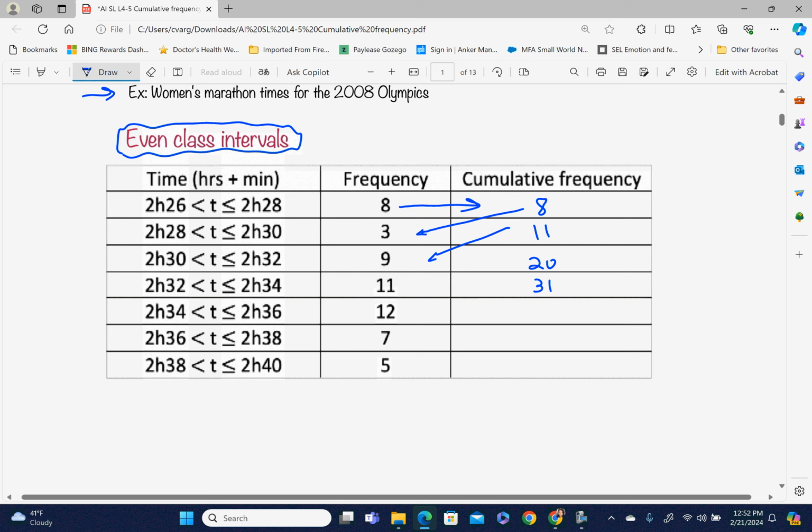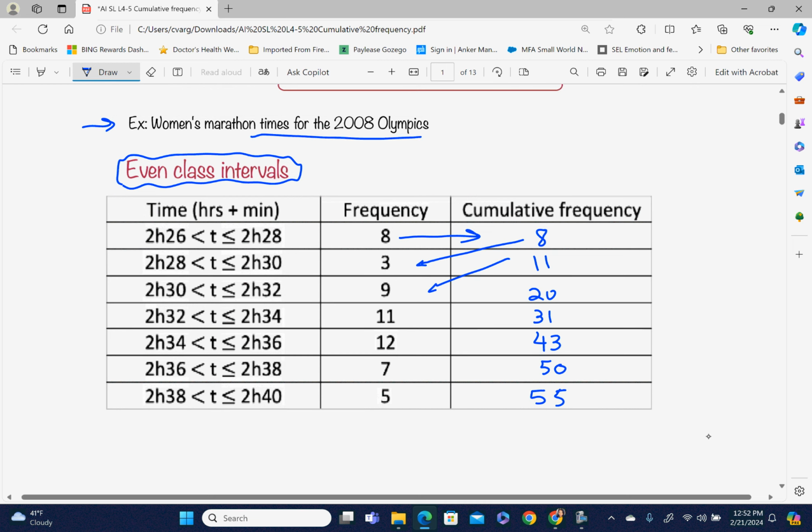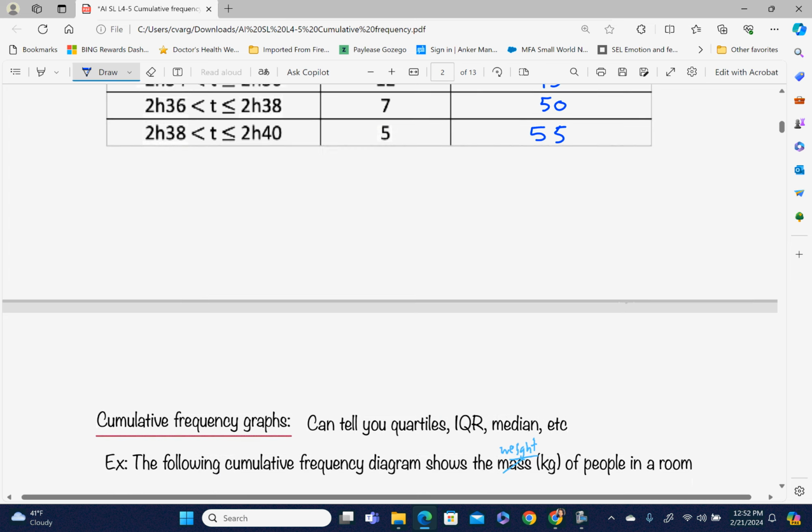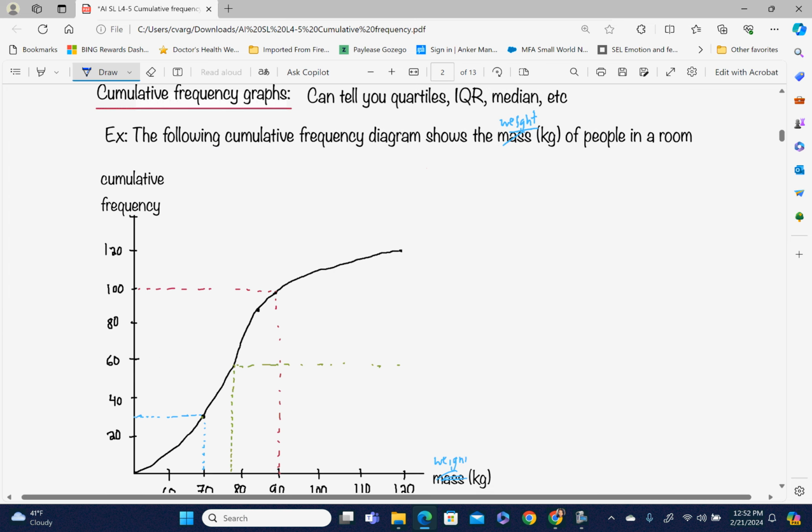Let me just scroll down a little bit. 31 plus our 12 is going to give us 43. 43 plus 7 is going to give us 50, and 50 plus 5 is going to give us 55. So that means that the total number of women's marathon times for the 2008 Olympics is 55. There are 55 women's marathon times. Okay, pretty straightforward. That is a little bit different than a cumulative frequency graph. This can tell you quartiles, the interquartile range, and the median.